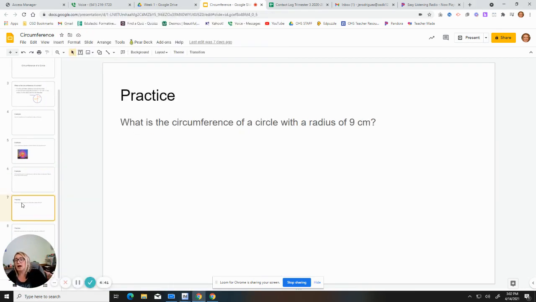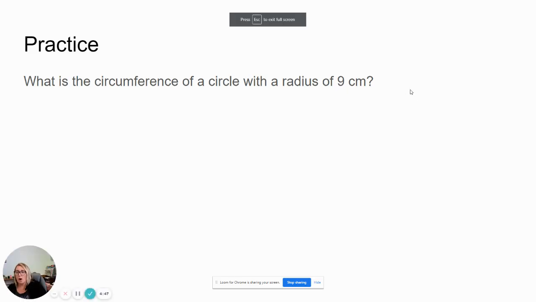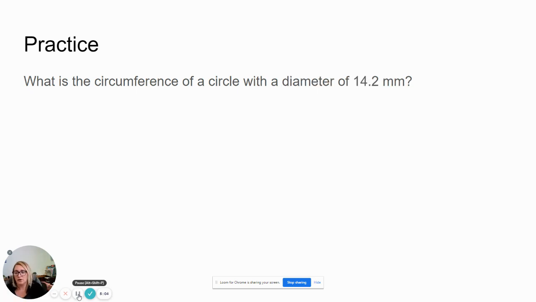Okay, so you guys are going to try one of each of those problems. I'm going to make this bigger so you can see one of each of the ones that we just did. If you haven't taken notes yet, you could rewind and watch it again and write it down so that you know what you're doing. So let's start with this one, finding the circumference with a radius of 9 centimeters. Now we're going to do one with the diameter. Again, we've already practiced this one, so it's the same. Go ahead and find what the circumference would be with a diameter of 14.2.